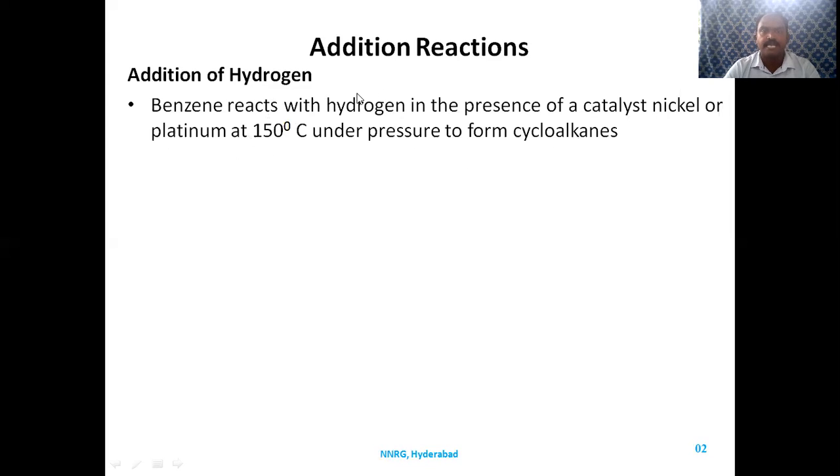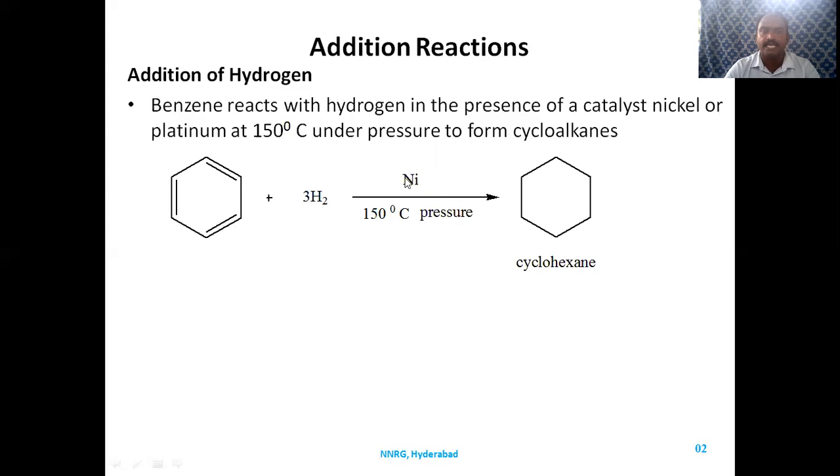So hydrogen has been added to the benzene. All the double bonds are converted to single bonds, such that 6 hydrogens have been added to the benzene to form a cycloalkane. Benzene has 3 double bonds here. When it is reacted with 3 moles of hydrogen in the presence of nickel, a catalyst, at high temperature and pressure, that is 150 degrees centigrade, all the pi bonds are converted to single bonds. The hydrogens have been added against the double bonds to form cyclohexane.